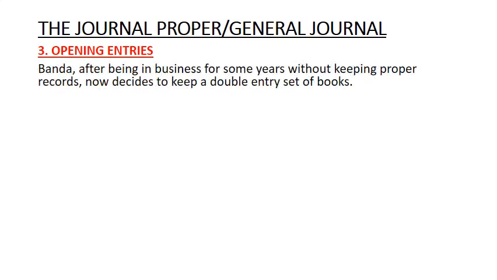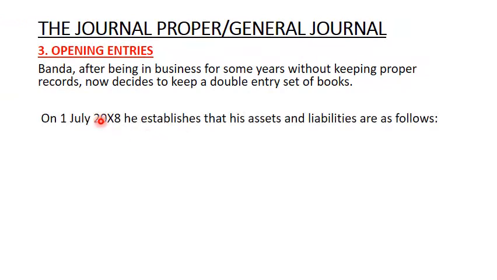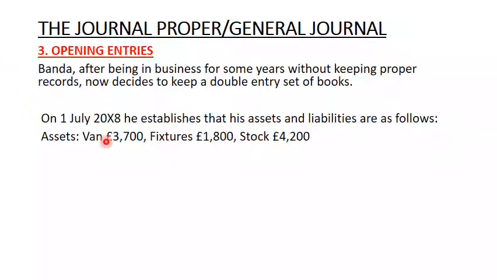Okay, so here is what happened to Mr. Banda. Mr. Banda, after being in business for some years without keeping proper records, now decides to keep a double entry set of books. Okay, so on 1st July 2008, he establishes that his assets and liabilities are as follows.